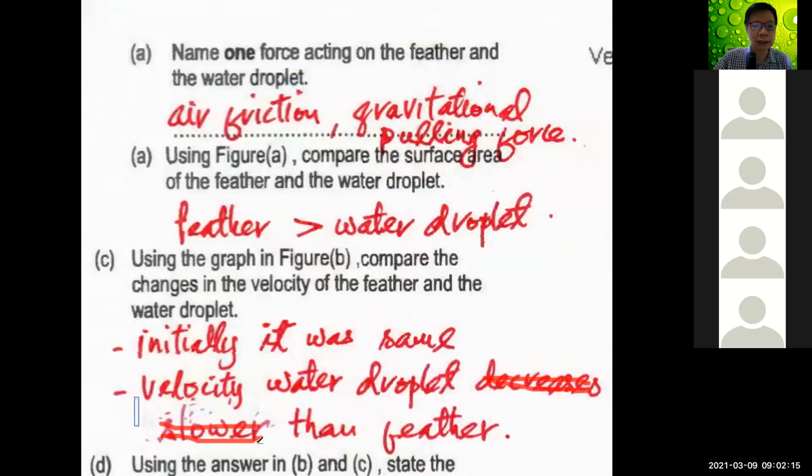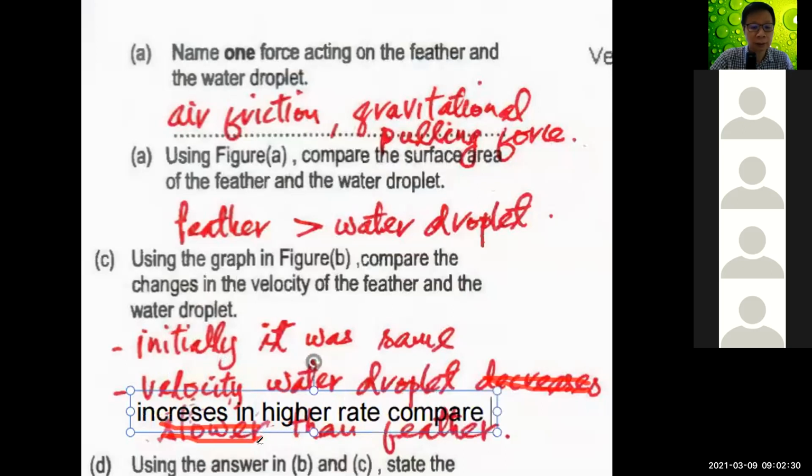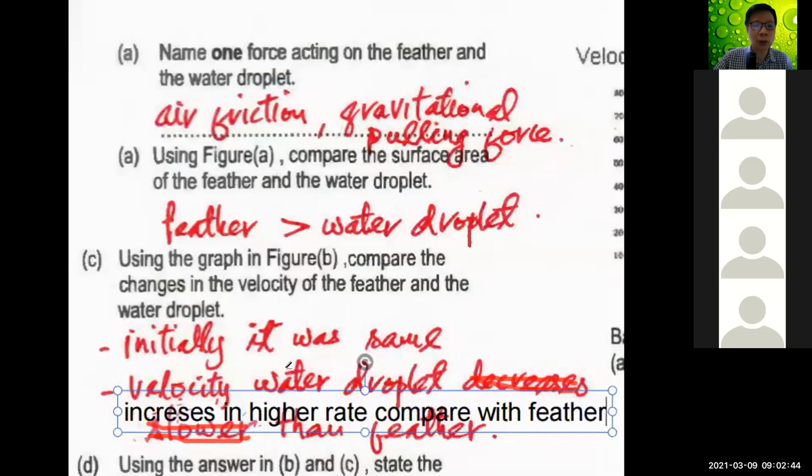Okay, velocity of the water droplet increases at a higher rate compared with the feather. Okay, like that. Okay, did you get the answer or not? Velocity of the water droplet increases at a higher rate compared with the feather. Okay, that should be the better answer. The velocity of the water actually increases at a higher rate.